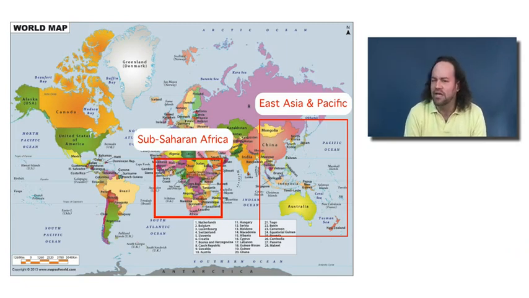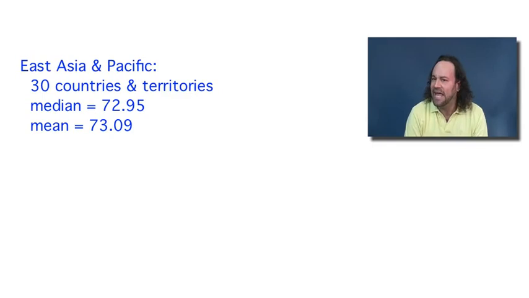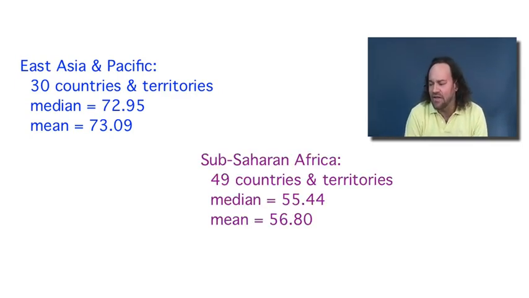Well, we can start by looking at the countries and territories in each of those 2 regions. Now, in the East Asia and Pacific region, there are 30 countries, and their median life expectancy and their mean life expectancy are both approximately 73 years. In sub-Saharan Africa, there are 49 different countries and territories, and their median and mean are both pretty close to 56 years. So right away, we can say that the sort of center of the data is quite a bit higher in East Asia and the Pacific as compared to sub-Saharan Africa. But that's not necessarily the whole story.